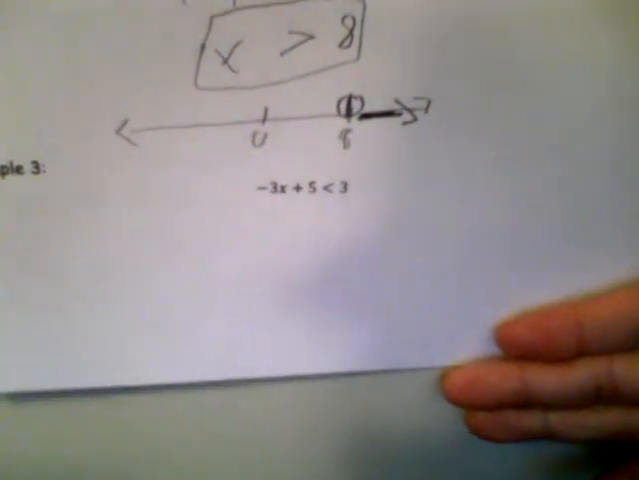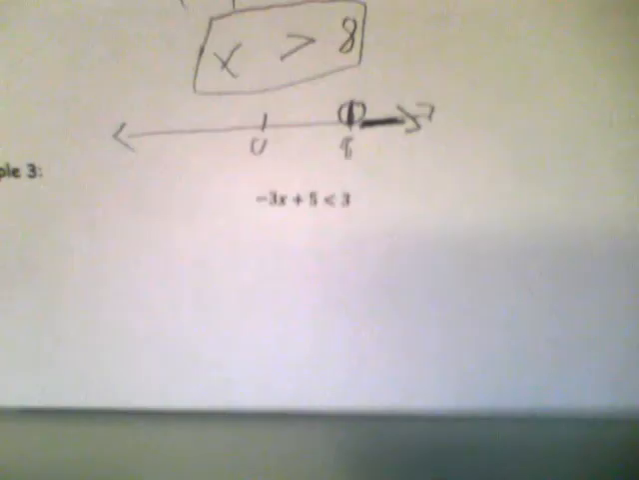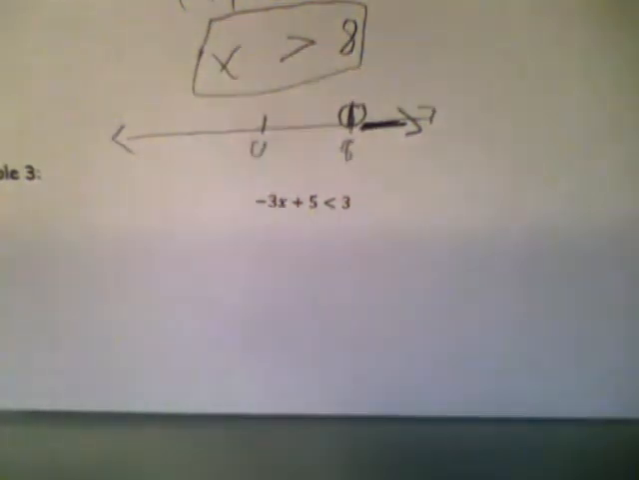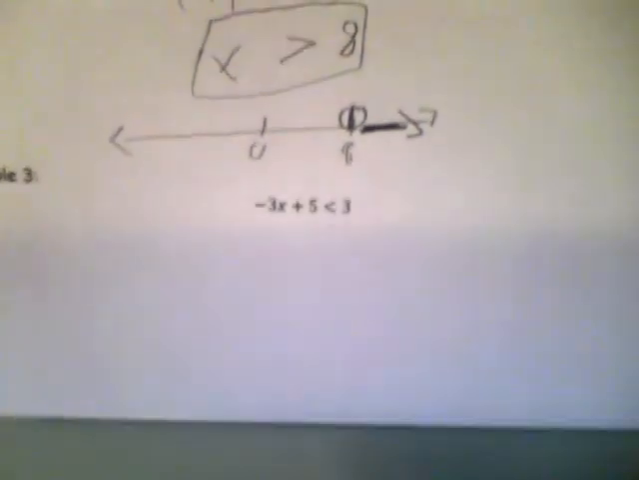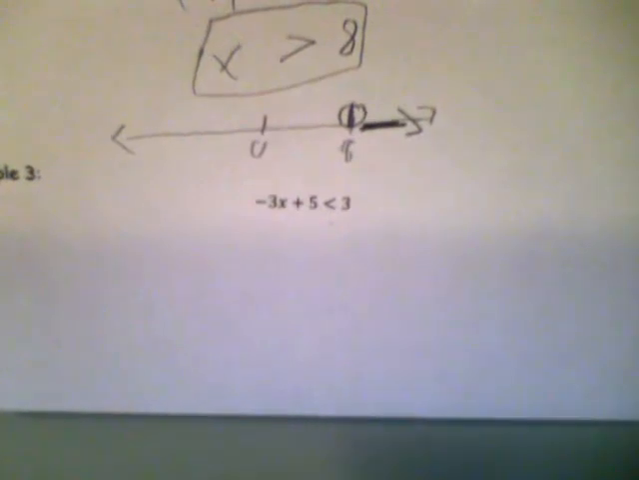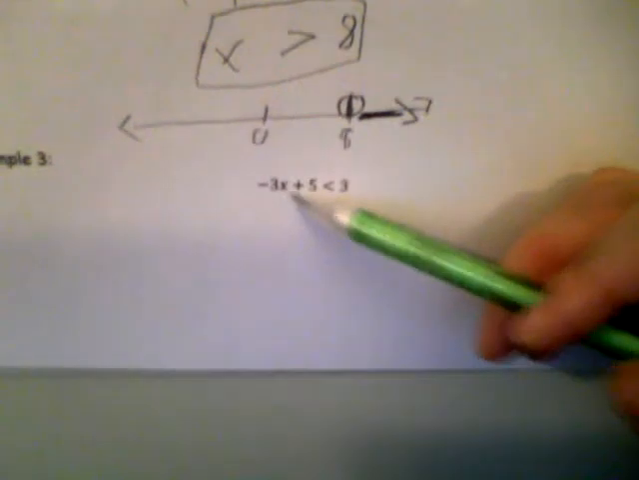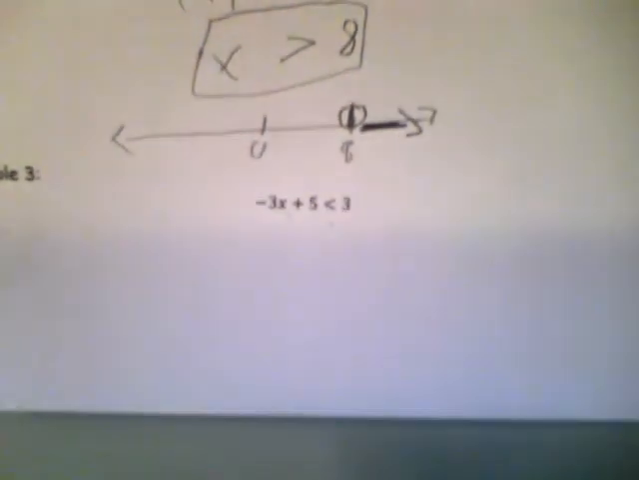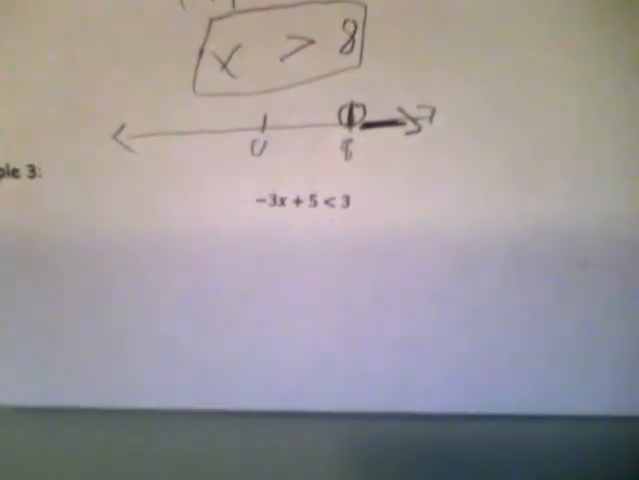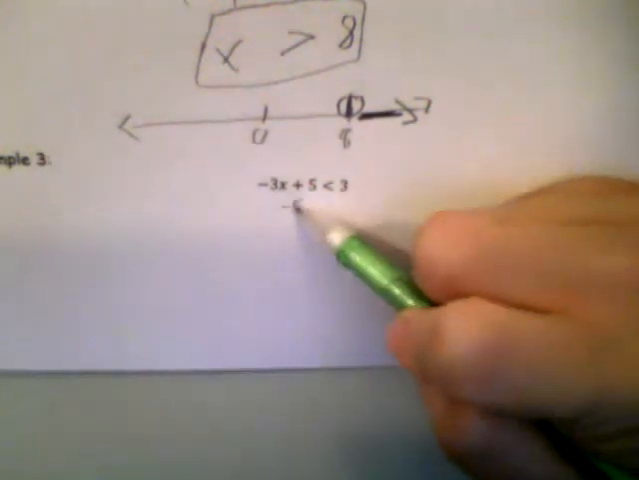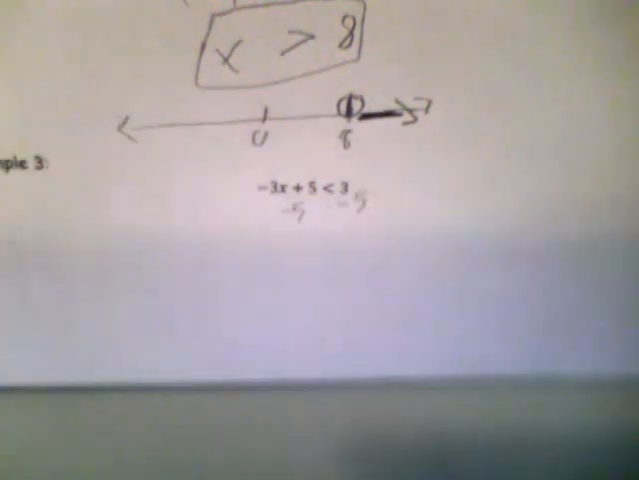Example 3 is negative 3x plus 5 is less than 3. So you have to think first, okay, if this were an equation, what would I do to get x by itself? To get x by itself, I would have to first undo the addition. To undo the addition, I have to subtract. So I'm going to subtract 5 on both sides.